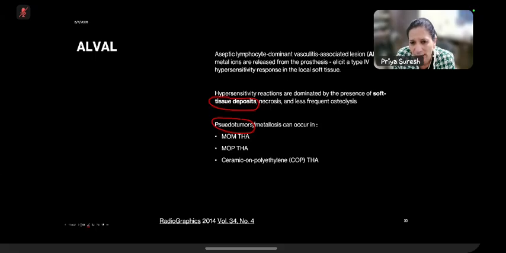So this is aseptic lymphocyte dominant vasculitis, ALVAL. Now, these pseudotumors and metallosis, like I said before, used to be metal on metal, but it has now been well described with metal on poly or ceramic on poly. So it is not confined to metal on metal. I have seen quite a few cases.